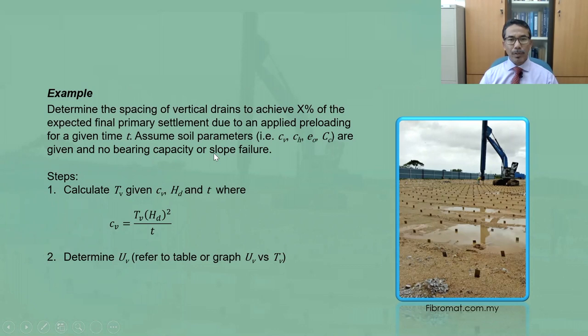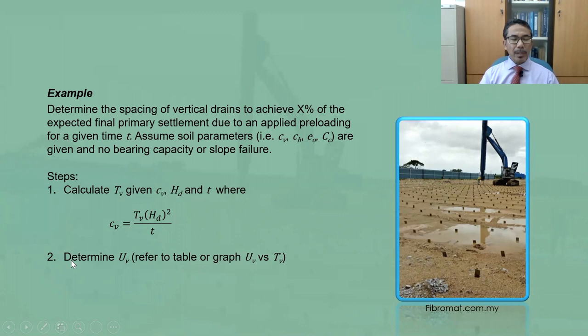Now let's take a look at the steps that we have to follow in order to solve this problem. Step number one is to calculate T sub v given C sub v, H sub d, and t. So the equation that needs to be used is C sub v equals T sub v H sub d squared divided by t. Okay, since C sub v is given, t is also given here. H sub d depends on the thickness of the consolidating soil at site, as well as the drainage condition, whether it's single drainage or double drainage. Then we rearrange the equation to obtain T sub v.